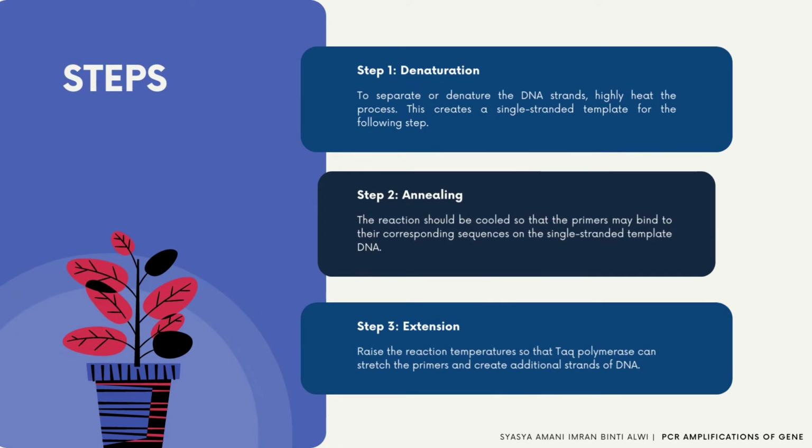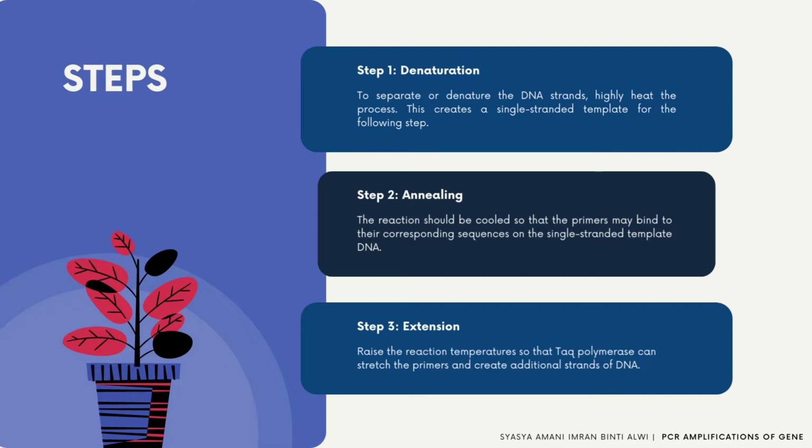Next is the steps in PCR amplification. The first step, which is step 1, is denaturation. In this step, we heat the reaction strongly at 96 degrees to break the hydrogen bonds holding between complementary base pair of the DNA strand. This provides a single-stranded template for the next step.